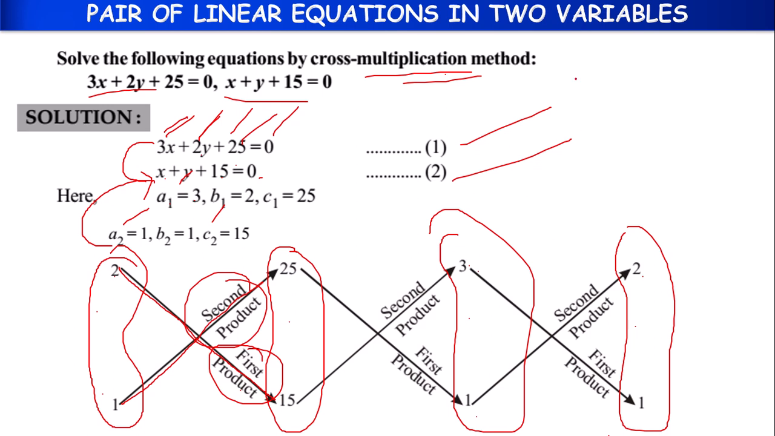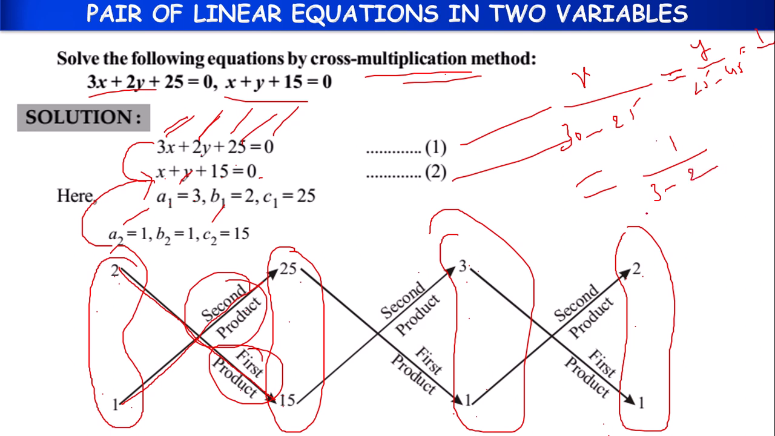So x by 2 into 15, 30, minus 1 into 25, 25. Next y by 25 into 1, 25, minus 15 into 3, 45. And 1 by 3 into 1, 3, minus 2 into 1, 2, which is 1 by 3 minus 2, equals 1 by 1, equals 1.